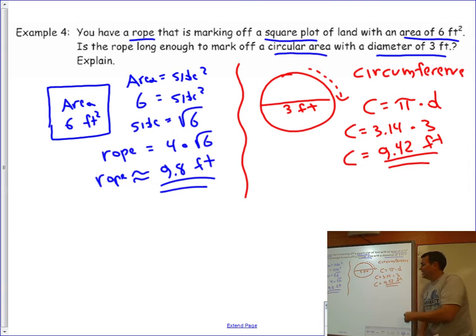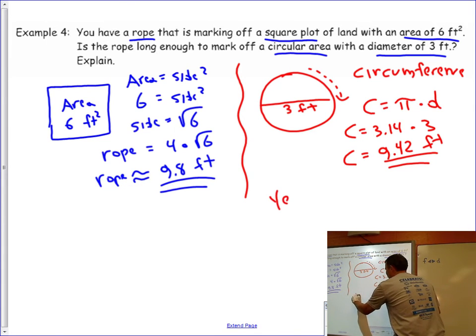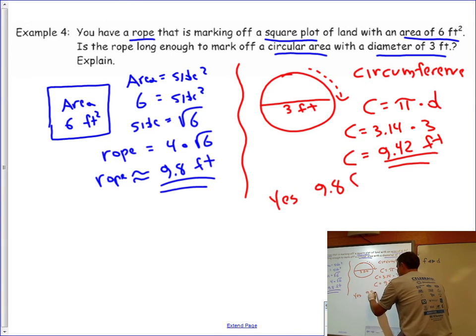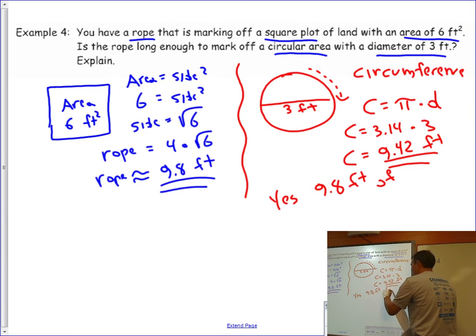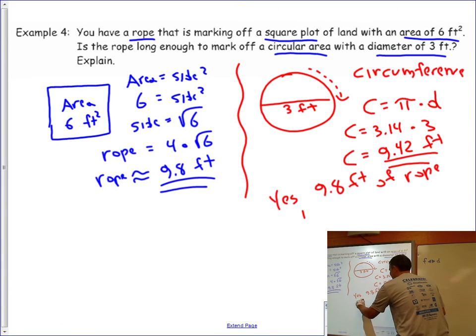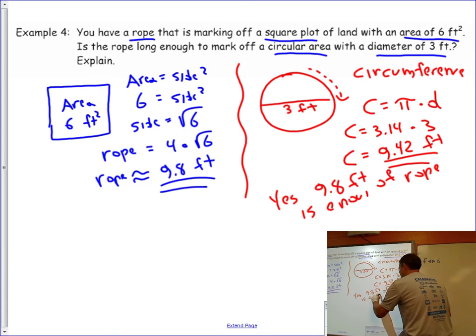Looks like the circumference is 9.42 feet. And I have 9.8 feet of rope. So, yes, 9.8 feet of rope is enough.